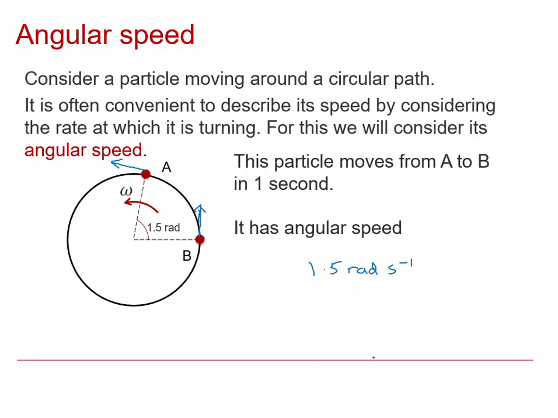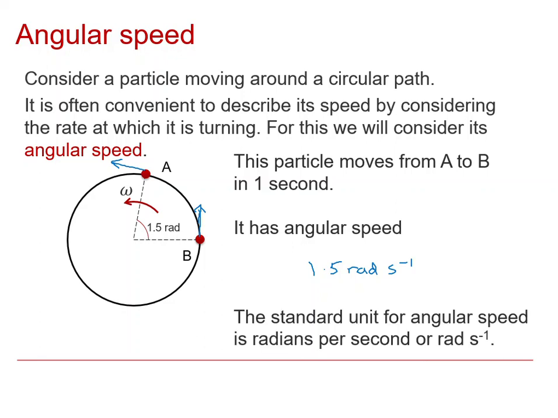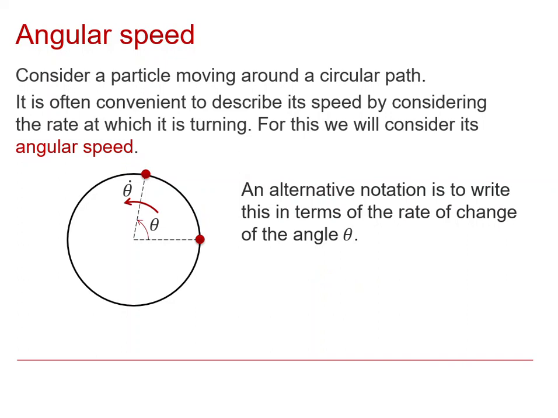If we use degrees, it is far more complex, but in terms of radians we can easily express the speed at B in terms of the angular speed, as we shall see in a moment. So the standard unit for angular speed is radians per second.